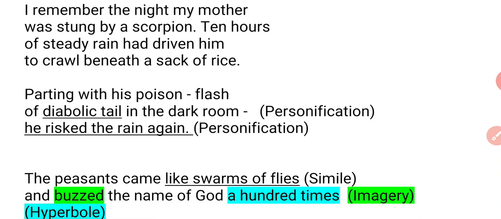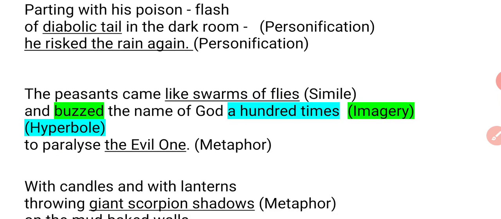In the second stanza I have just underlined it. This figure of speech is personification: diabolic tale, and he risked the rain again, it is again personification. In the third stanza you can see the peasants came like swarms of flies. This is a simile because the word like is used here, and the word buzzed is an imagery, and the phrase 100 times is a hyperbole.